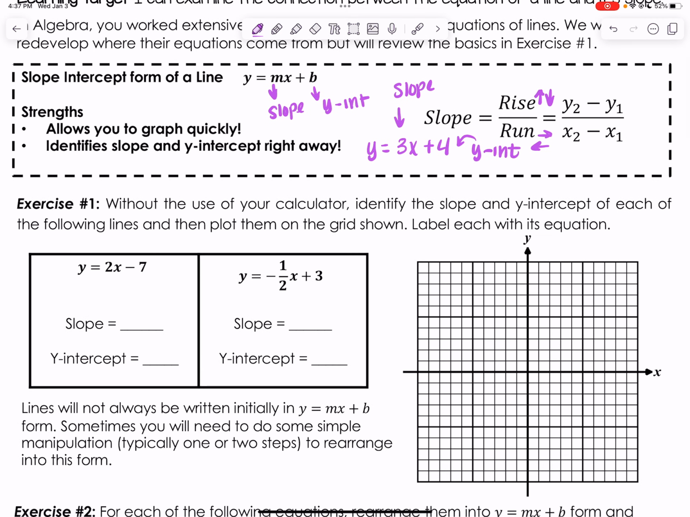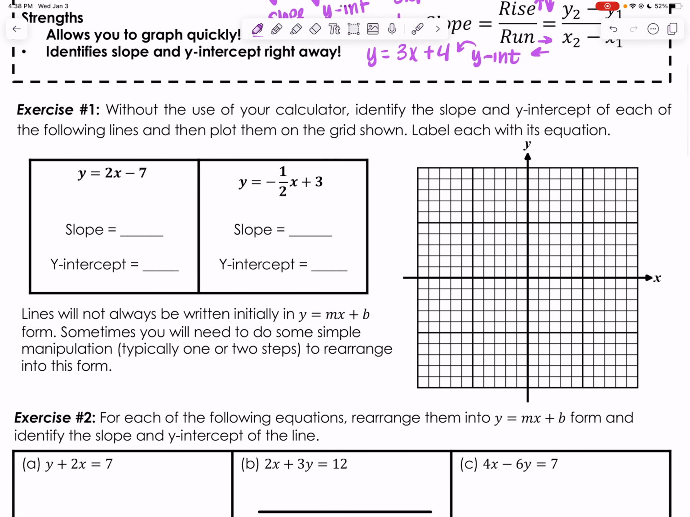In the first exercise, we're going to recap graphing real quickly. We're going to identify the slope and y-intercept of each of these lines, plot them on the grid, and then see what they have in common or any differences. Our first equation is y equals 2x minus 7. We said before that the slope was the number attached to our x, so our slope is 2. I always put whole numbers over 1, so I'm going to do 2 over 1. And my y-intercept is the number hanging out by itself, so in this case it's negative 7.